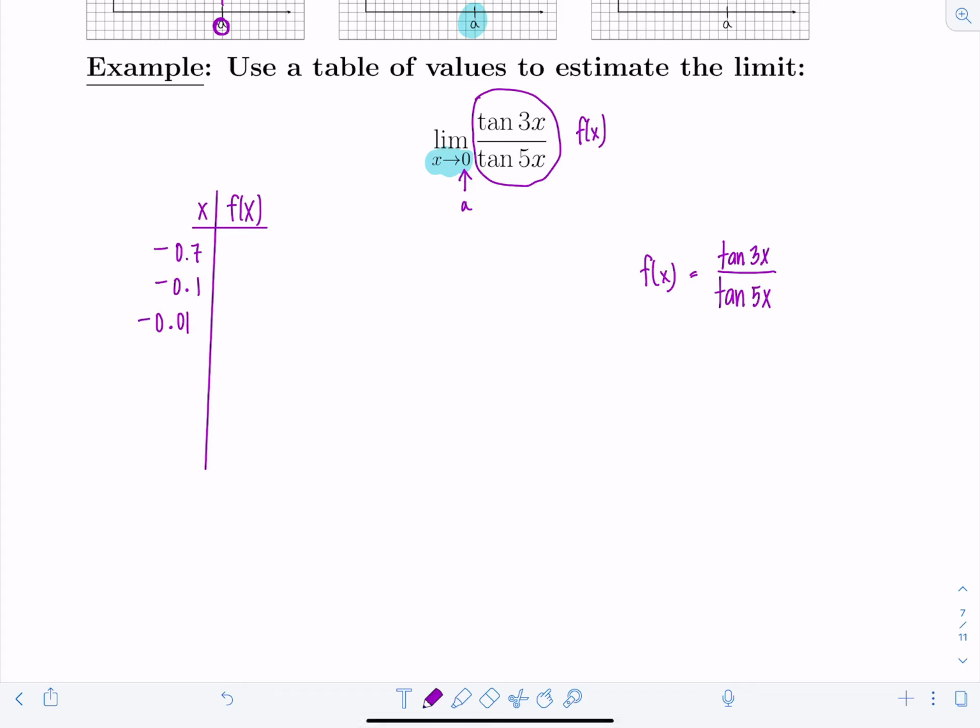I'm going to skip over 0 for 2 reasons. One, I want to look at the limit as we approach 0, not necessarily what's going on at 0. Other issue, I can't plug in 0. Tangent of 0 is 0, so I would have 0 over 0 for this limit. Okay, let's go to the other side now. So 0.01, 0.1, and 0.7.